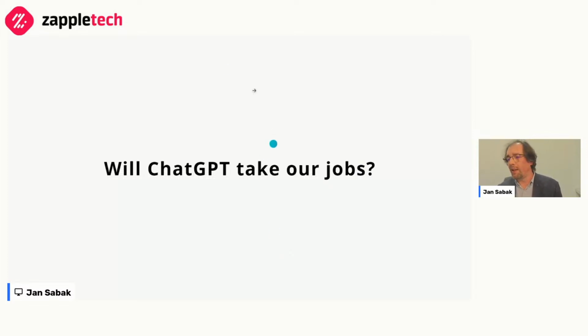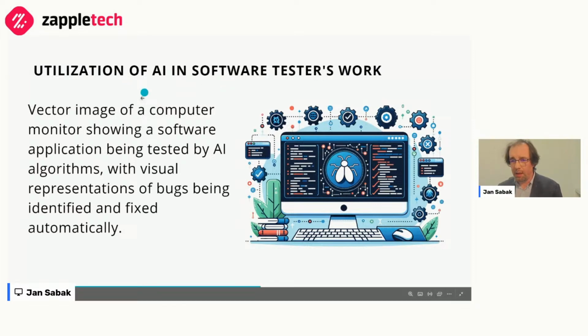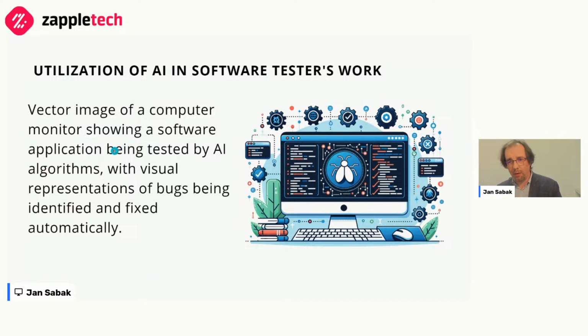So let's look at what ChatGPT thinks about that. During preparations for this talk, I asked DALL-E to prepare a picture with the title "Utilization of AI in Software Testers' Work." DALL-E works by preparing a prompt from my text. So my text was "utilization of AI in software testers' work," then my text was switched to a prompt, and according to the prompt, this picture was generated. The picture on the right-hand side of the slide is generated by AI.